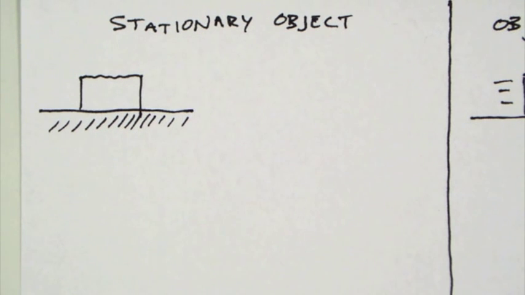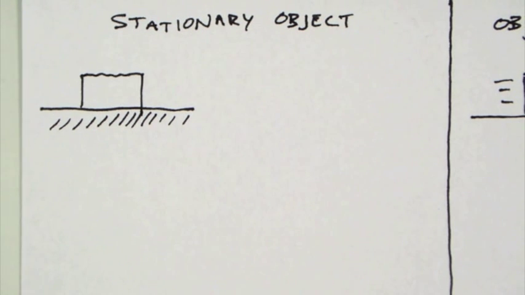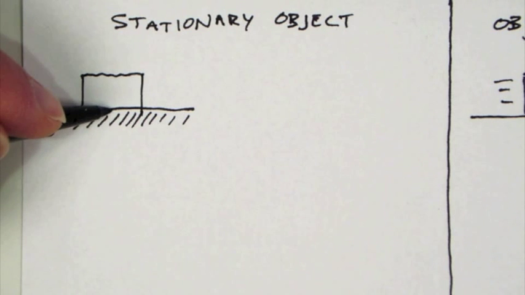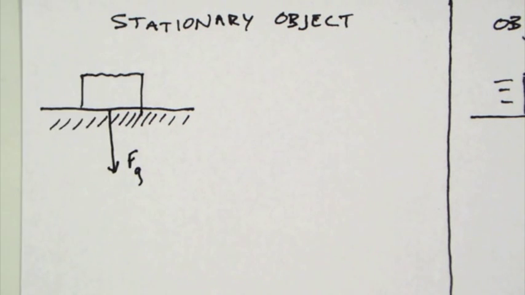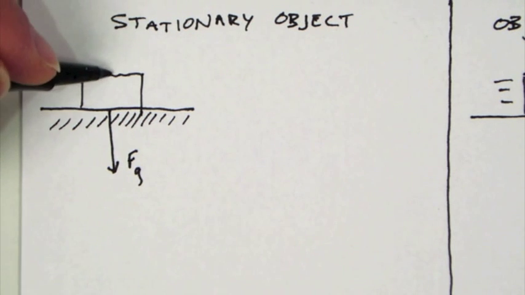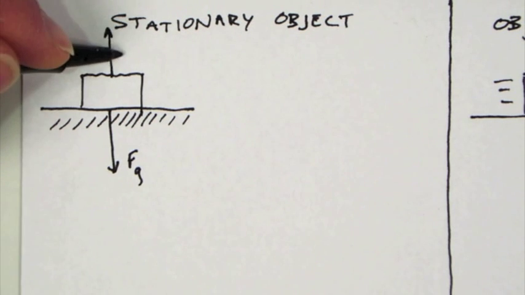So the box is sitting on the ground, and that means that it must be being pulled toward the earth, and we call that the force of gravity, also known as the weight. Now, in addition to that force, I have a force that's keeping that box from going into the ground. The ground is holding it up, and that is called the normal force.